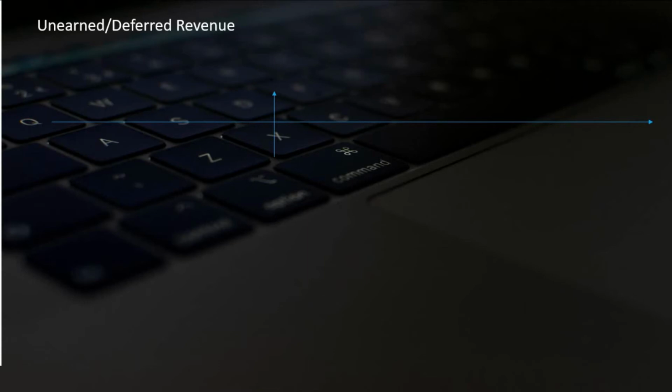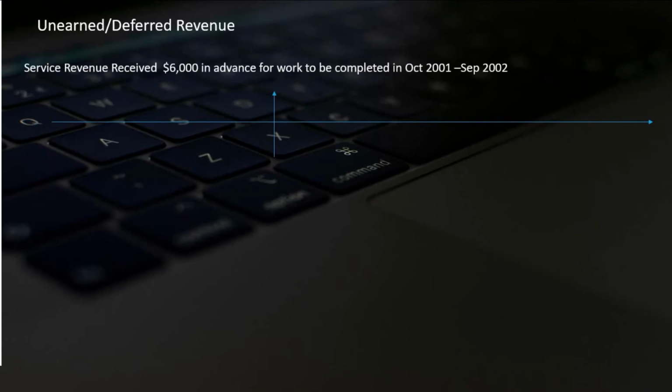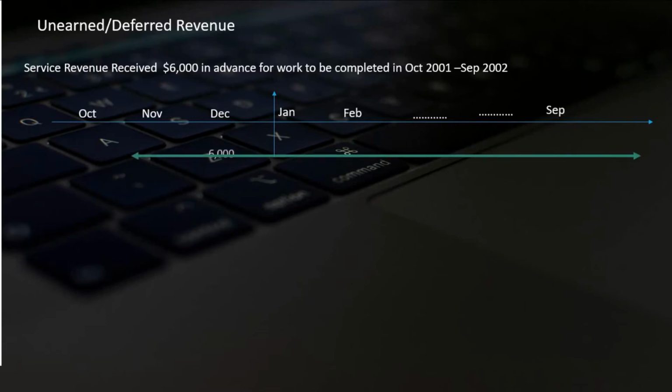Let's try an example. Service revenue received 6,000 in advance for work to be completed in October 2001 to September 2002. We have to split this 6,000 into 2 financial years, just like we did in prepayment expenses. First of all, we have to find the monthly allocation. In this case, the period is starting from October, so we have 3 months in this financial year.